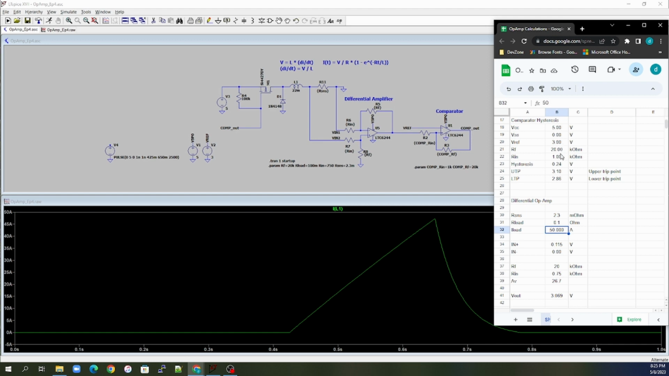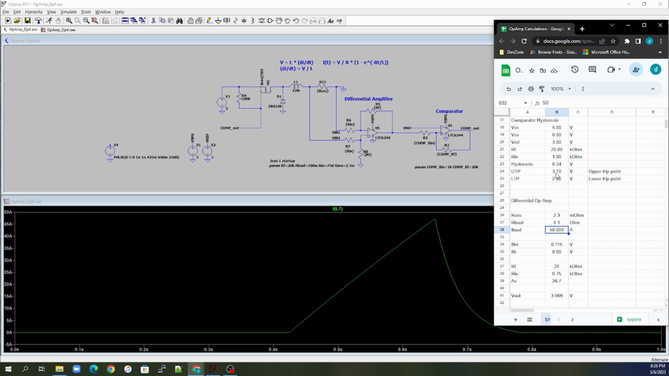With 20K on the RF and 1K on the RN, our hysteresis is a total of 240 millivolts. And that means our upper trip point is 3.10 and our lower trip point is 2.86. So now we won't trip at actually 3 volts, we will trip at 3.1 volts. And so if you look over here, that means I will probably get to about 51 amps, 52 amps, something like that, a little bit over 50 because 50 is 3.069. So we need to go to 3.1, so we'll be a little bit over 50.